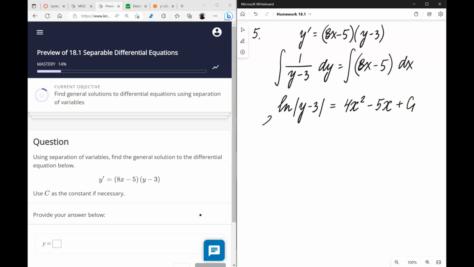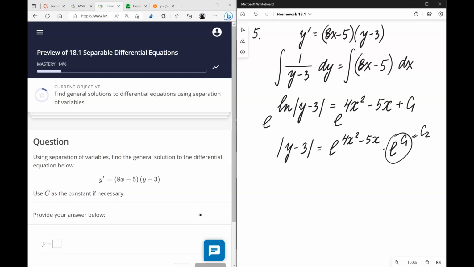Next, we're going to exponentiate both sides like this. So on the left side, we have the absolute value of y minus 3. On the right side, we have e to the power 4x squared minus 5x plus c1. But instead of writing it as plus c1 in the exponent, we can actually write it as times e to the power c1. And that whole thing can now become c2.